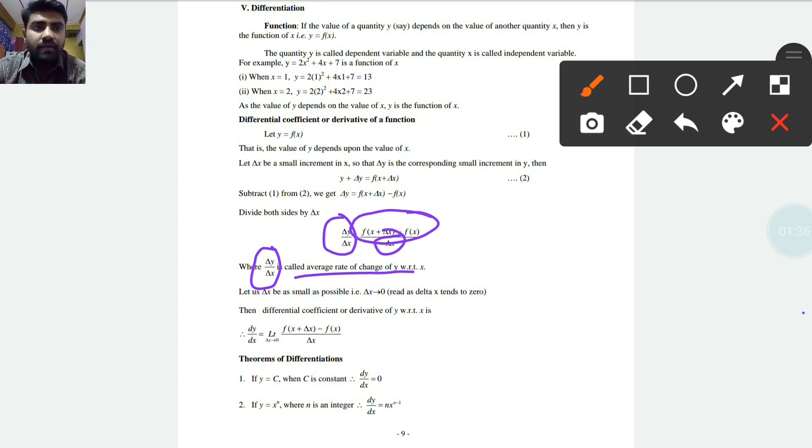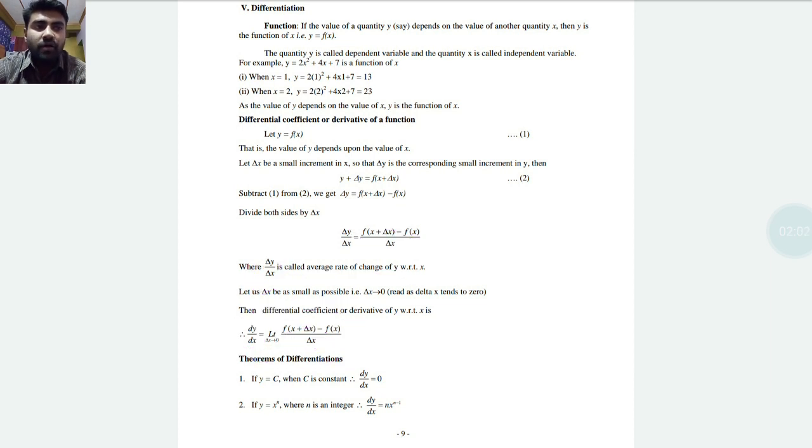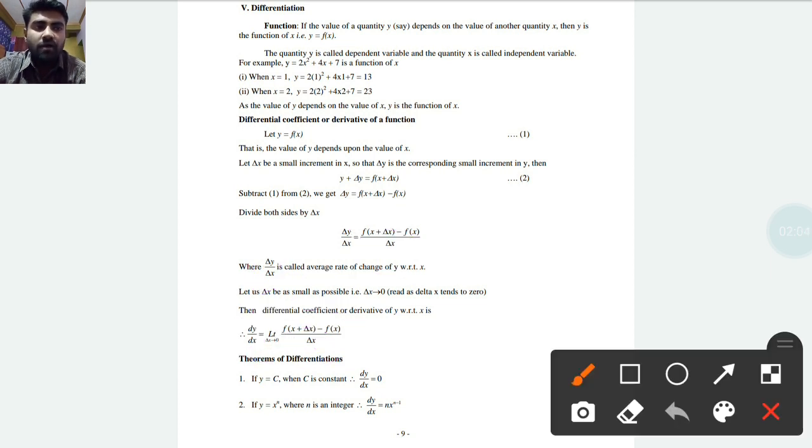Now if we put a limit on this formula, if delta x tends to 0, delta x will be as small as possible. So dy by dx is equal to the limit as delta x tends to 0 of f of x plus delta x minus f of x upon delta x. So that is the new formula, and it is called the differential formula of y with respect to x.